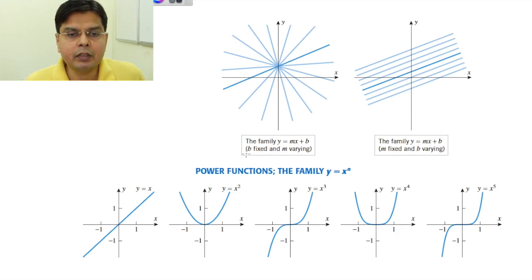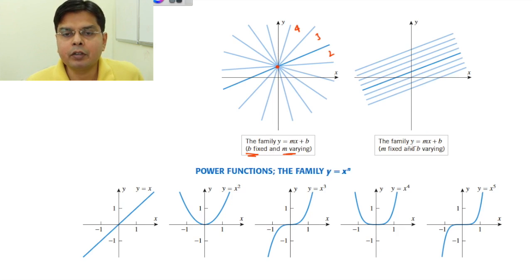What I am doing in this case is keeping my b fixed and varying m. That is, I am varying the slope, but I am keeping this point b fixed. So this will be a family of straight lines whose slopes are changing. Like the slope of this one will be say 2, then this one will be 3, this will be 4. So the slopes are changing, but the point b where it intersects the y-axis is fixed. So this family is y is equal to mx plus b.